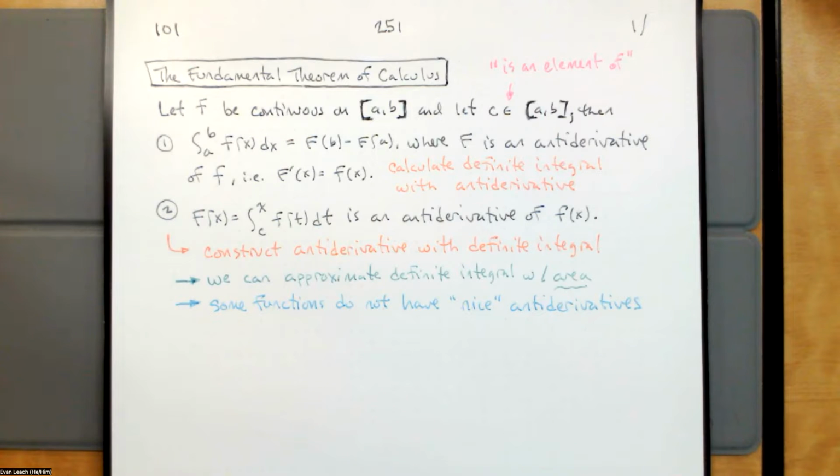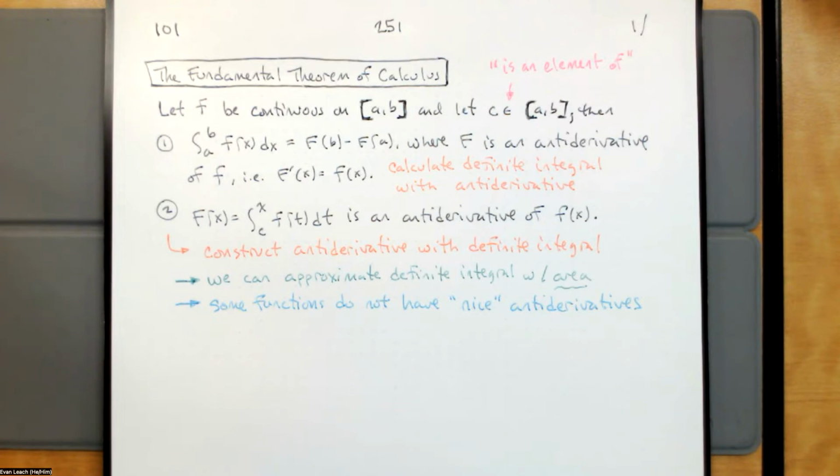Here's what we want for the fundamental theorem of calculus: a continuous function on a closed interval. This is something that we can apply to any continuous function on a closed interval. C is just any value from the closed interval. And since C could be from the closed interval from A to B, C could be A or B.